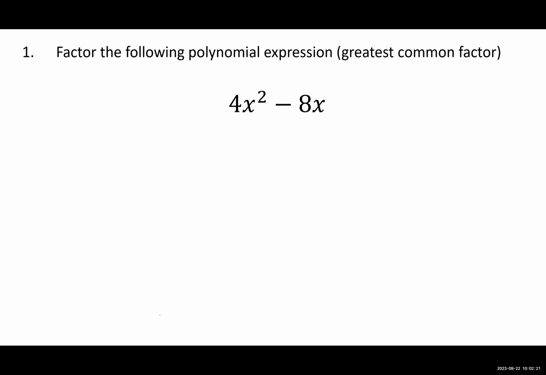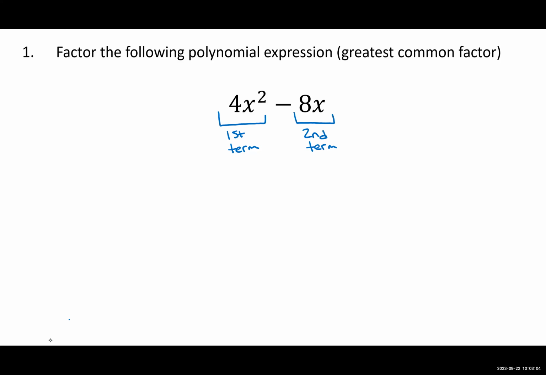Factor the following polynomial expression. In this case, we're using the greatest common factor method. Now before I start writing, what we're looking for is some factors that are common to each term. So this is the first term. This is the second term. Remember, terms are expressions that are separated by plus signs and minus signs. So we have a 4x squared, that's the first term, minus the 8x, which is the second term.